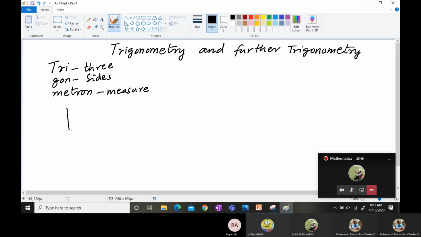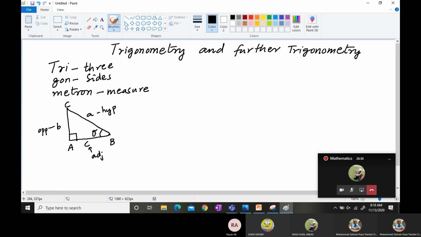Trigonometry basically applies to a right angle triangle like this. If I name it A, B, and C, you can see that this side becomes A, this side becomes B, and this side becomes C. According to trigonometry, when an angle is here, it is generally known as theta, and the side opposite to theta is known as opposite. This side is known as adjacent, and this side is known as hypotenuse.